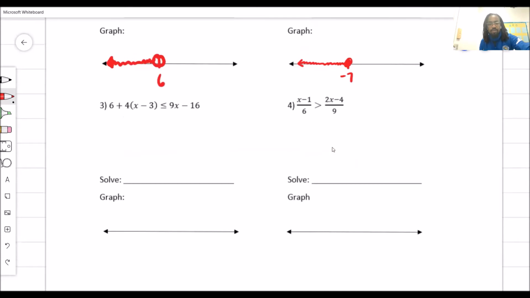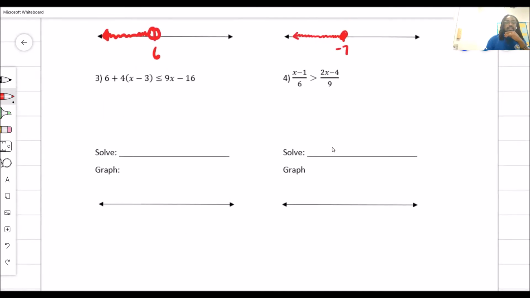All right, a couple more problems. We've got 6 plus 4 times the quantity x minus 3 is less than or equal to 9x minus 16. I'm going to distribute this 4 on this side and try to simplify this side down a little bit. So I have 6 plus 4x minus 12. Right side doesn't change. Combining my like terms here, 6 minus 12 gives me negative 6. So I have 4x minus 6 is less than or equal to 9x minus 16.